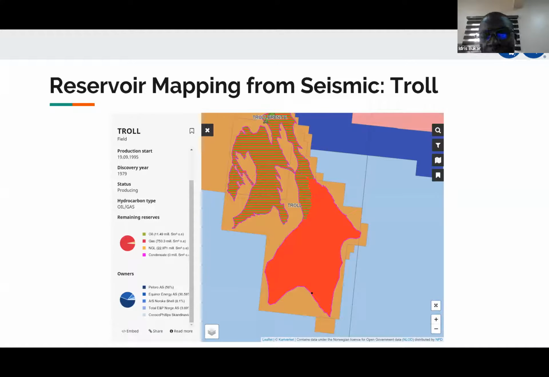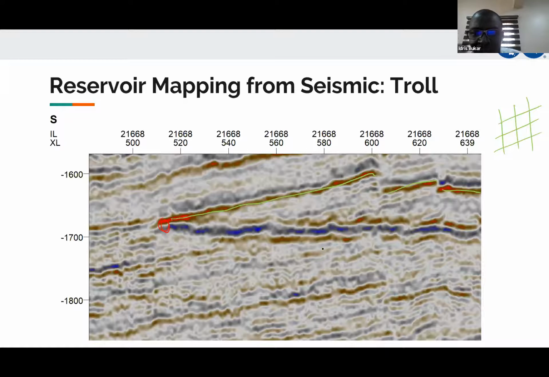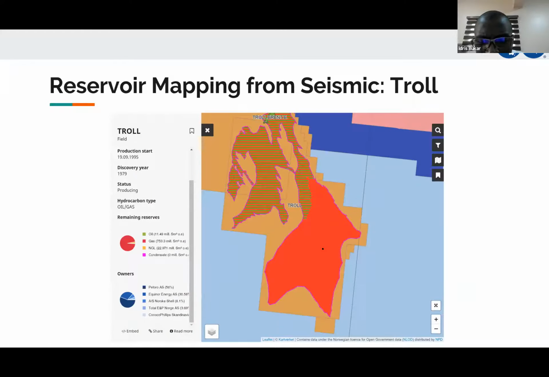Of course, this map was done by experts, and I'm sure they must have done a lot of other additional techniques. They didn't just go into an interpretation software and map it as a layman would do like this. So you have this.